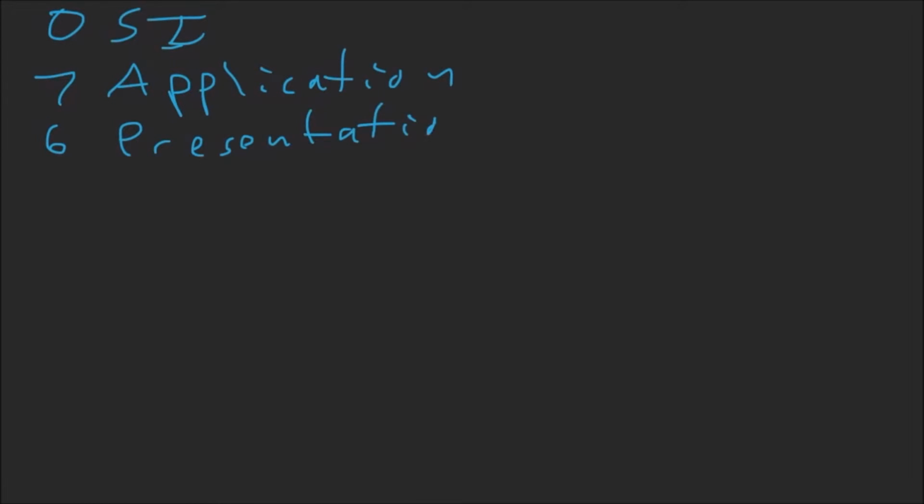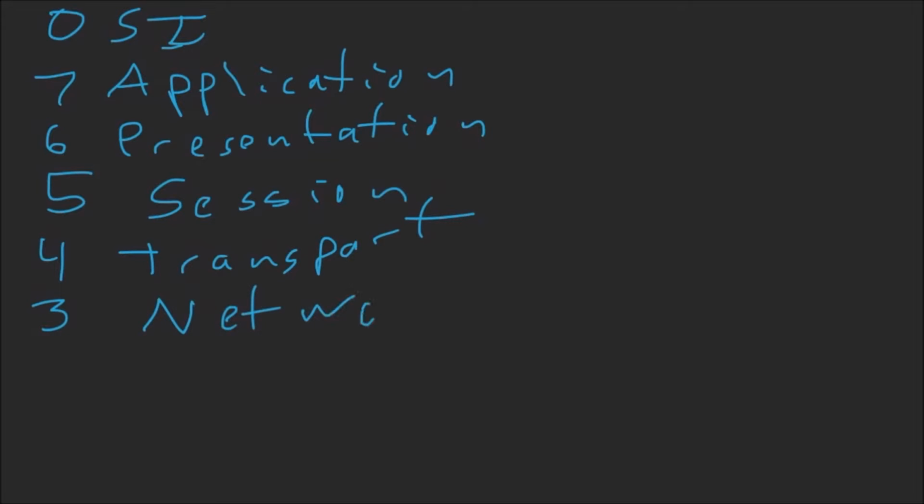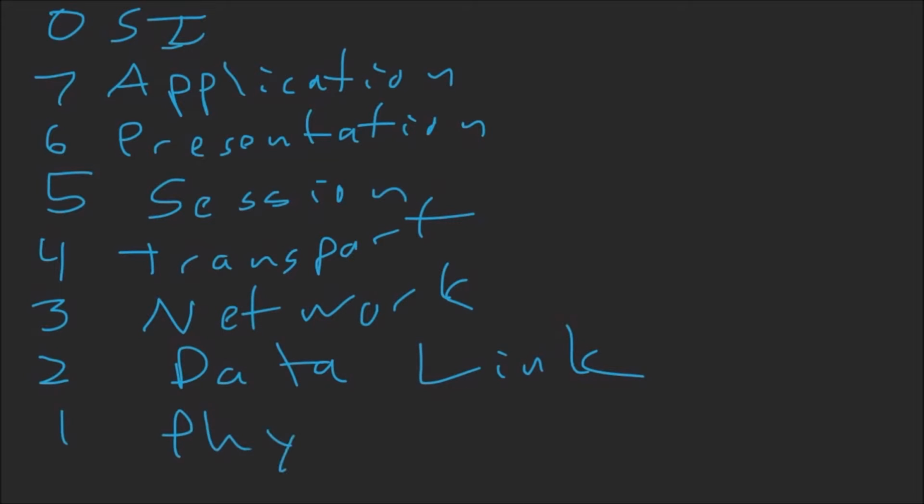So the next one is the OSI model. It has 7 different layers. 7 is application, 6 is presentation, the 5th is the session layer, the 4th is transport, the 3rd is network, the 2nd is data link, and layer 1 is the physical layer. And we're going to talk about these in another episode.